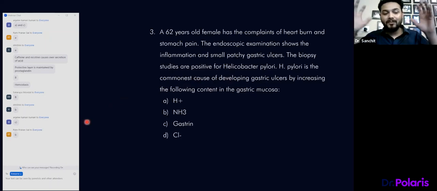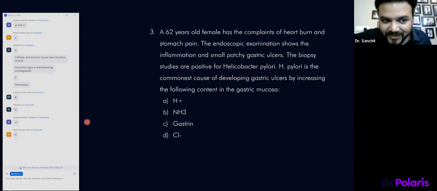I told you this answer. Yes, Ram Pranav has told B. Anjali, I think you got confused. C, gastrin. That is what? Simply think about H. pylori. Put ammonia with it. H. pylori, always put ammonia with H. pylori. Whenever I'm talking about H. pylori as the agent, ammonia is the causative agent.